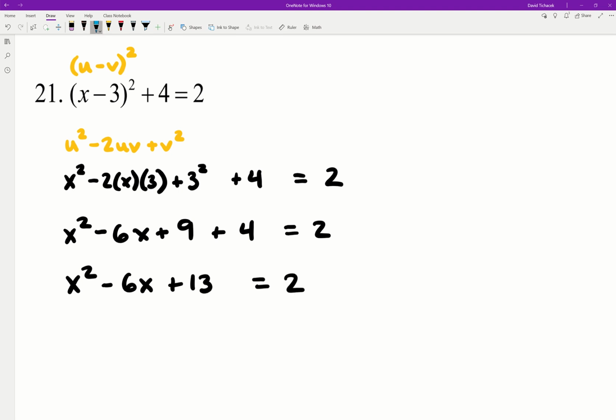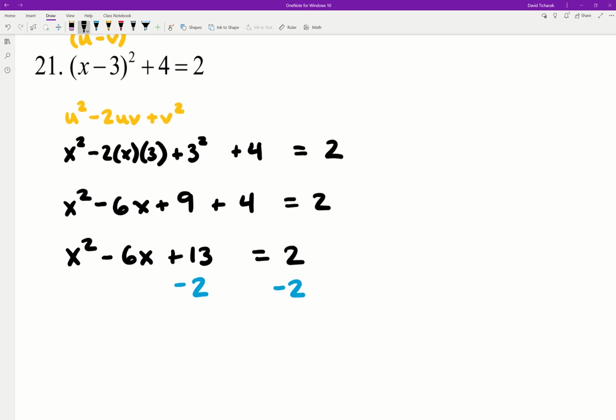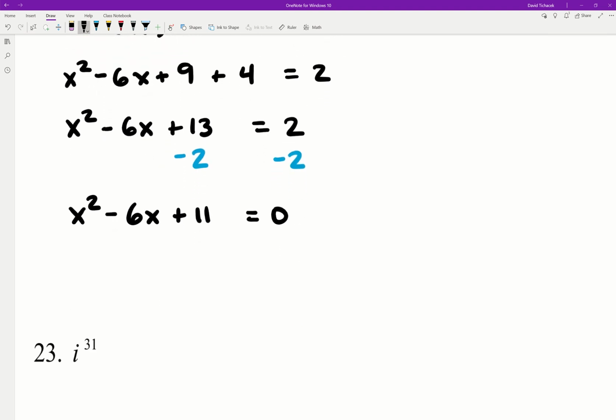And what you would want to do here is go ahead and bring that 2 over so that you get that form that we need for the quadratic formula, which is x squared minus 6x, and then that's going to be plus 11 is equal to 0. Okay? And it would be at this point that you have A is 1, B is going to be -6, and C is going to be 11.